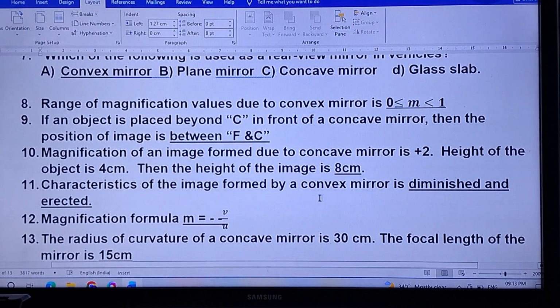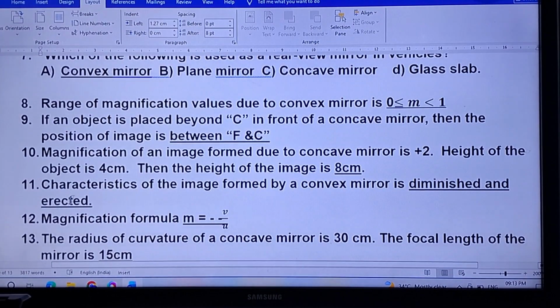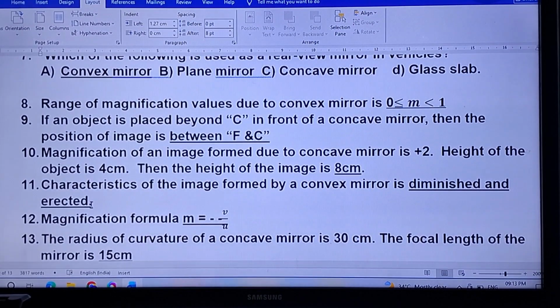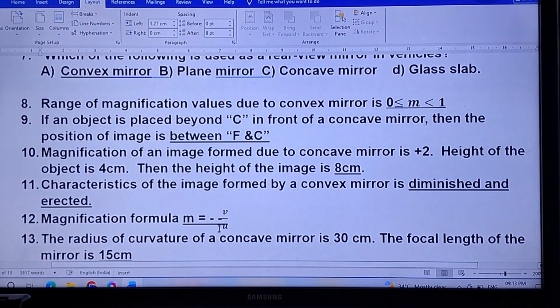Characteristics of the image formed by the convex mirror: it is always a diminished image and an erect image. We can also say it is virtual, but in those options you have only these two. But you should remember that it is also a virtual image. The magnification formula is M is equal to minus V by U. You can also have HI by HO, but in those choices you have only this.